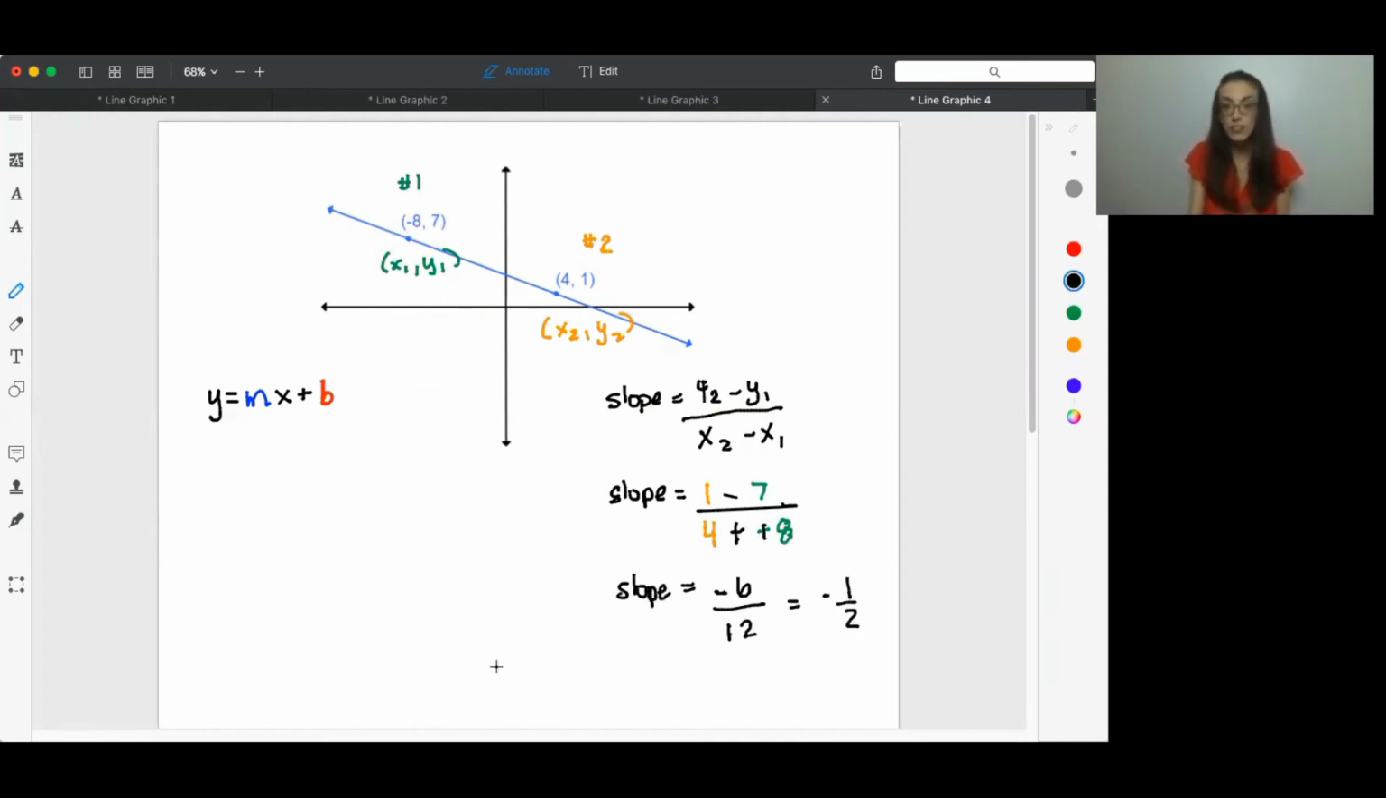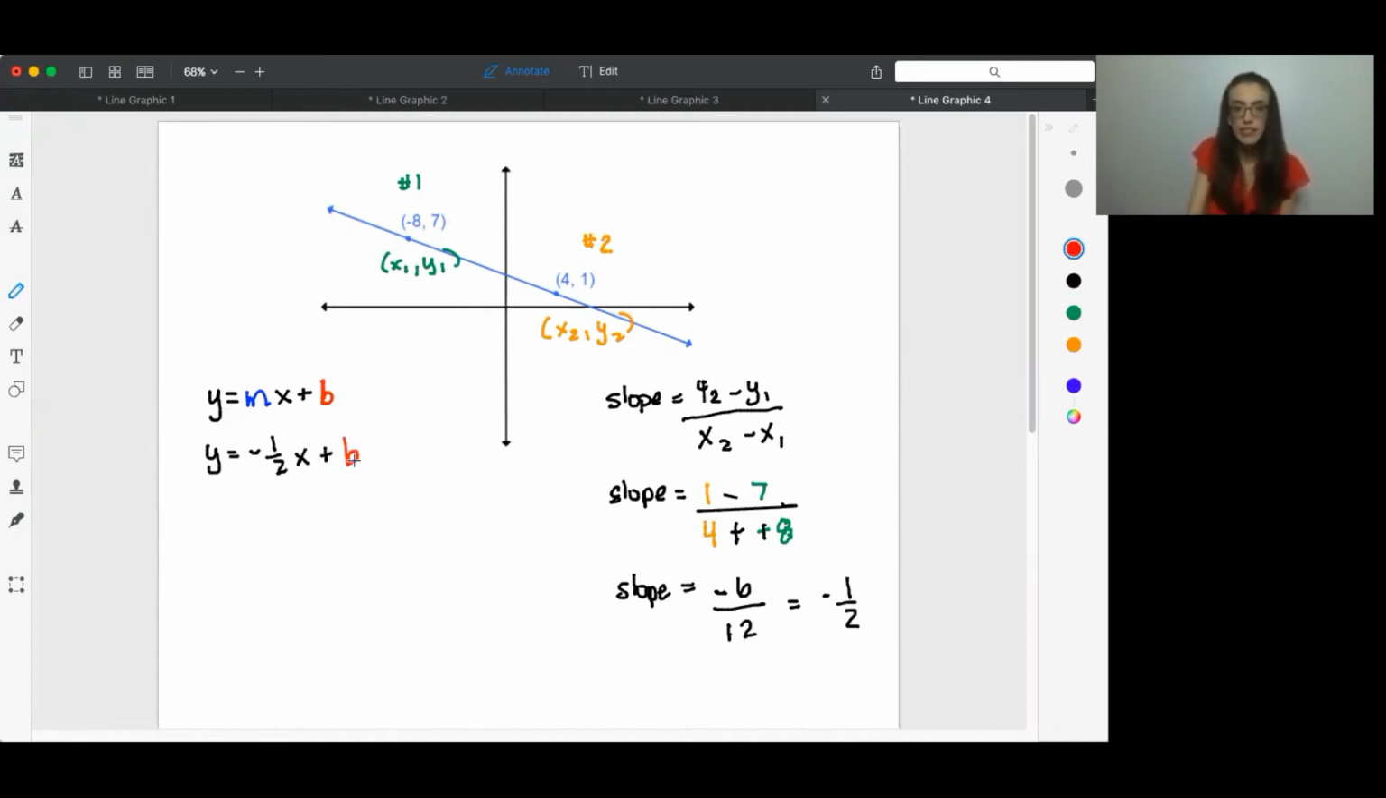All right, so that gives us our first little part of the equation. Let's pop that right in here. Now we know that y is equal to our m, our slope, was -1/2. We will plug it in, x plus our b.